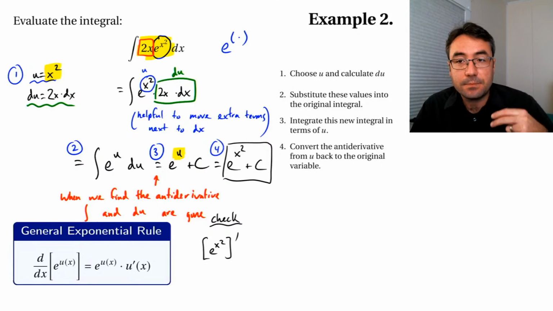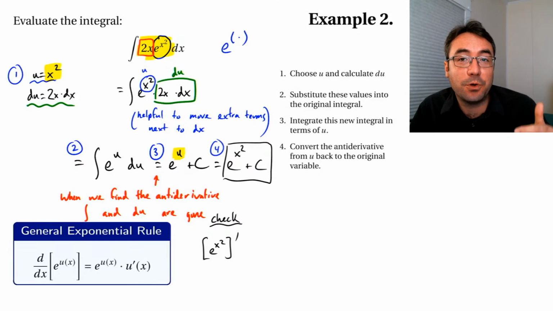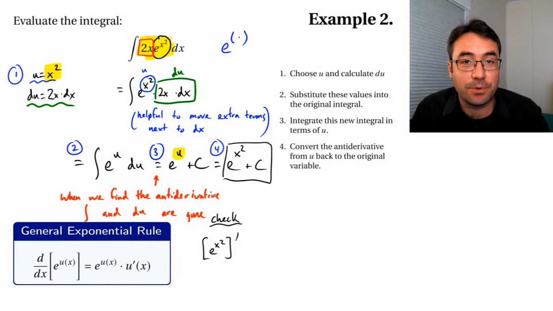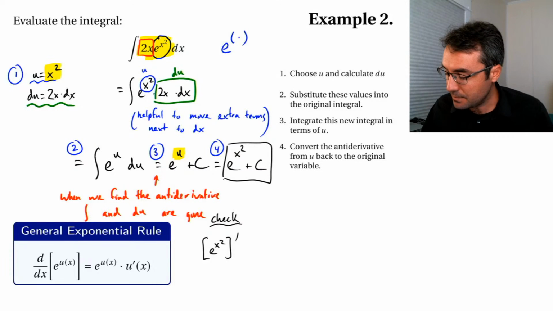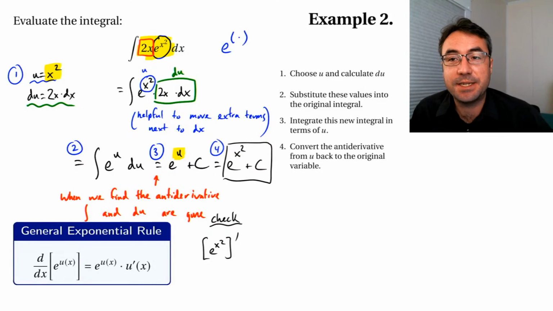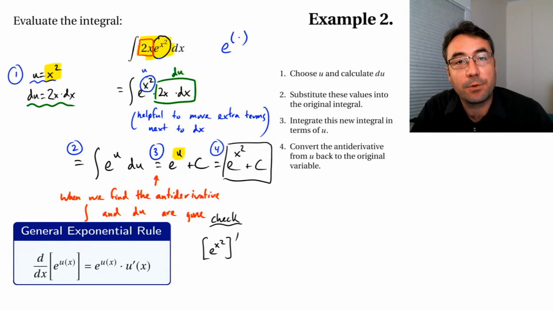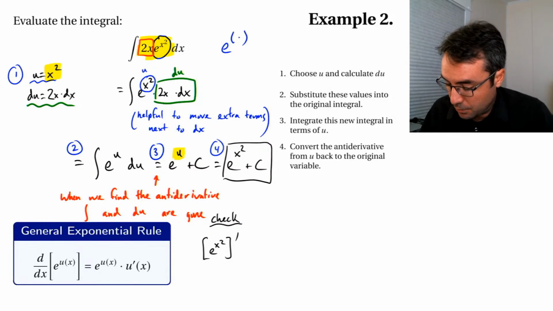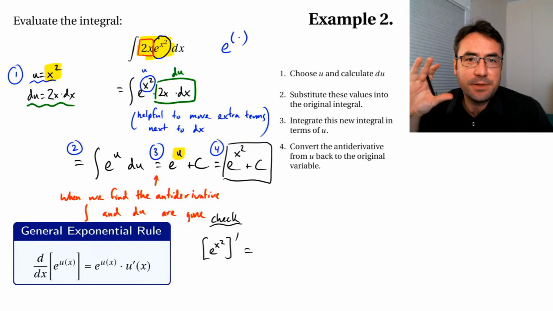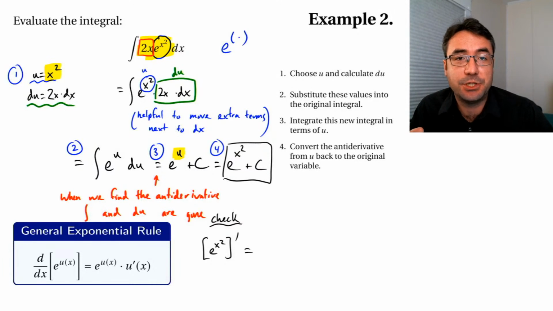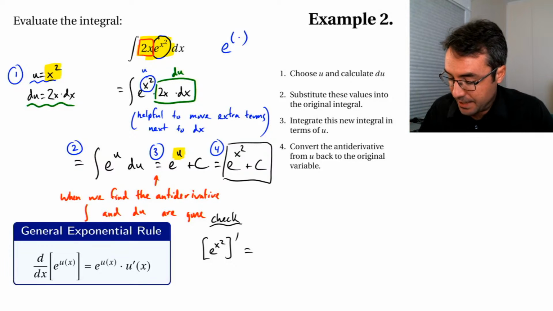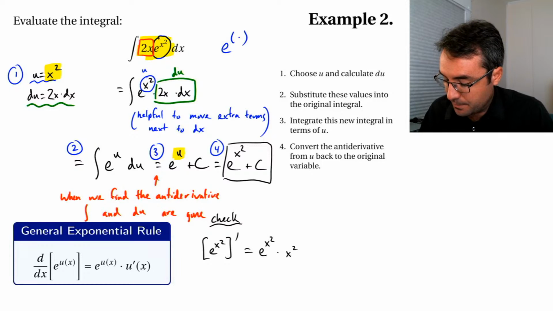And so if you have to use the substitution rule to get the antiderivative, well, when you're checking your answer, you're going to have to use the chain rule to differentiate. So that's what we're going to see here. Let's take our answer, e to the x squared, and differentiate it. We're going to apply the chain rule, or really the special case of the chain rule, which we called the general exponential rule, which said the exponential part stays the same, and then we take the term that's inside the exponent and we differentiate it.